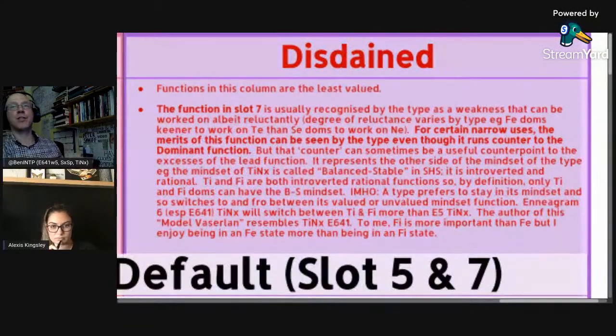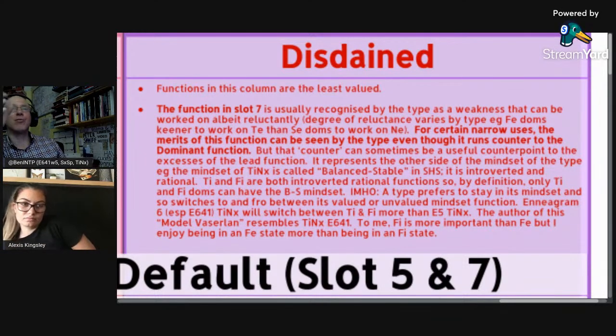Right. The function in slot 7 is usually recognized. So here we go. This is one of these things that I spent quite a bit of time on, getting it precise and hopefully accurate. The function in slot 7 is usually recognized by the type as a weakness that can be worked on, albeit reluctantly. Degree of reluctance varies by type. This is my own assertion, based on my own observations. For example, FE DOMs are keener to work on TE than SE DOMs are to work on any. And I think that's because FE DOMs want to get with the group atmosphere, the group ethos. And if the group ethos is TE, then they want to fit in with the group and develop their TE. So it's ironic that they're doing TE for FE reasons. Right.